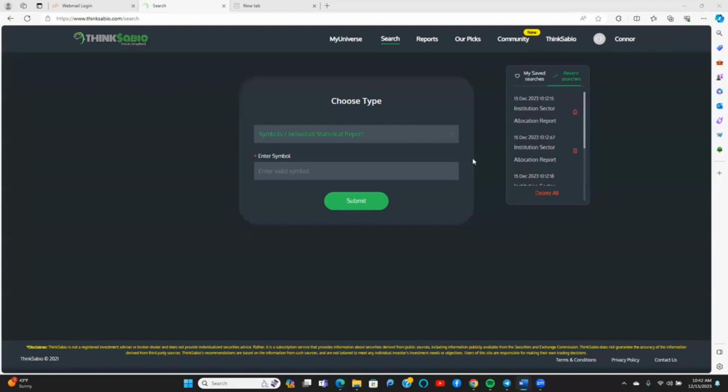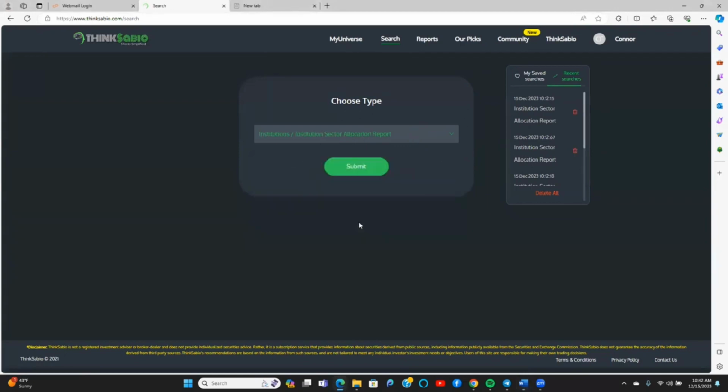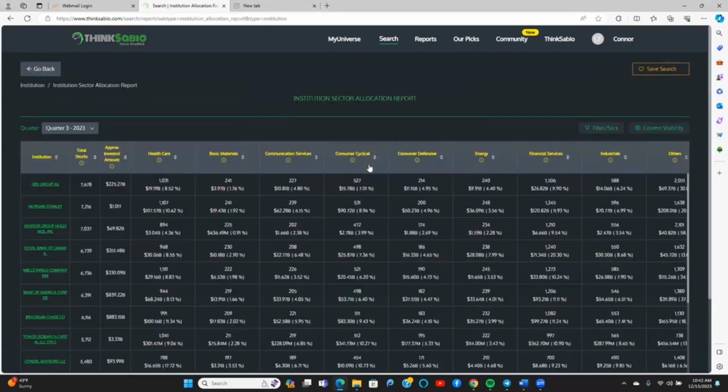The next report that we're going to look at is institution sector allocation, which looks at how major institutions are investing in the stock market. So to access this report, go to search, then institutions, and then institutional sector allocation report. Basically, this looks at how major institutions like Bank of America, Charles Schwab, etc., are allocating their stock market investment across different sectors and industries.